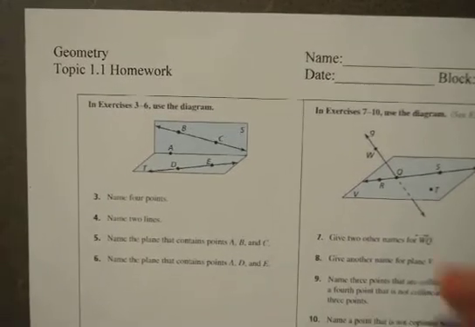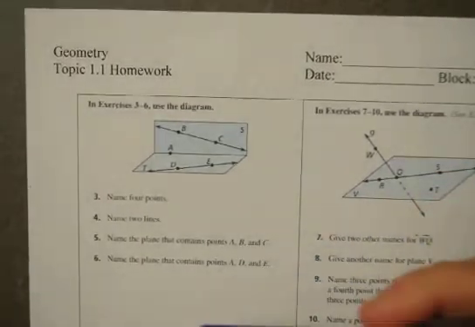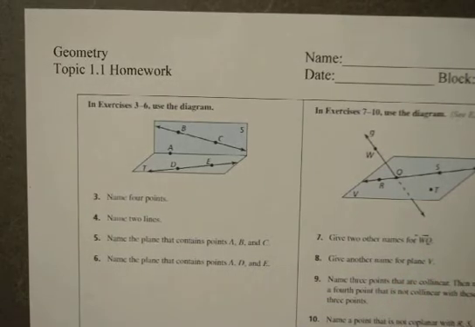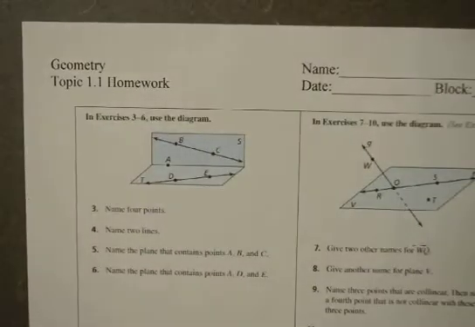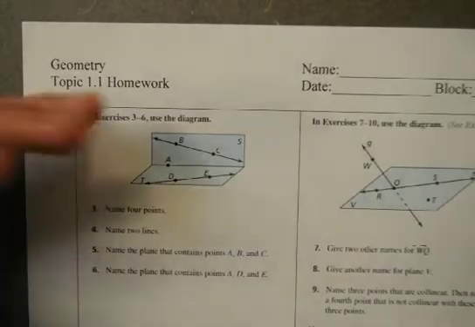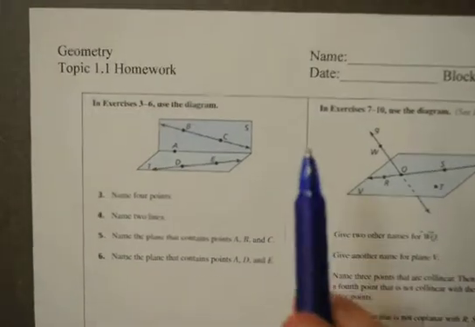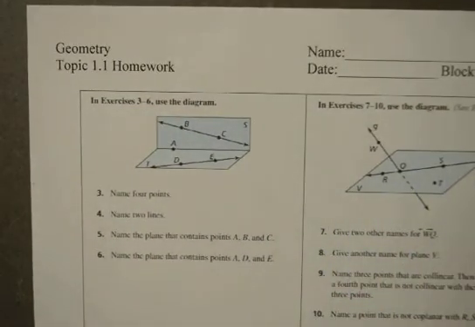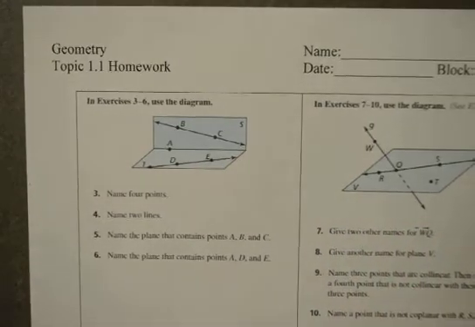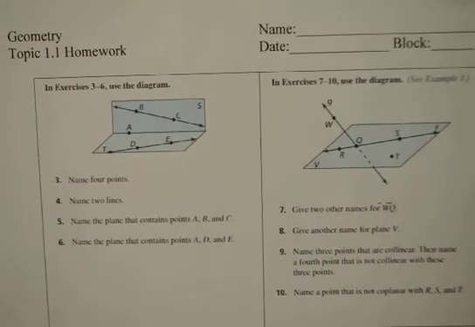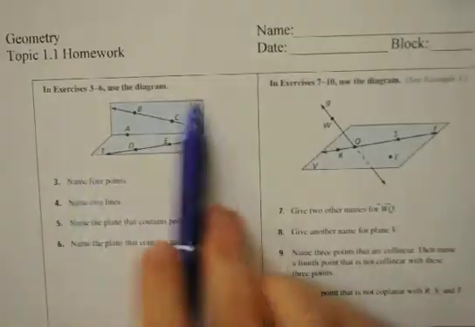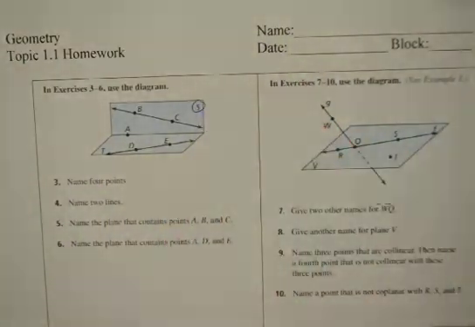Alright, now I will go through and do some of the homework problems with you. These should be pretty quick. Typically I'll just make something like this for each assignment. I'm not going to go over every question because I want you to do some on your own. So, name 4 points. Remember, in this diagram, S is not a point.